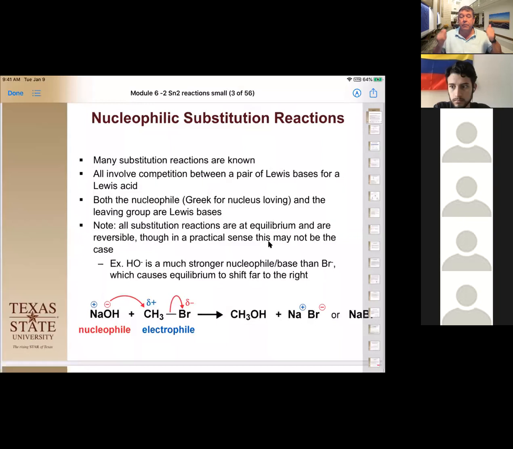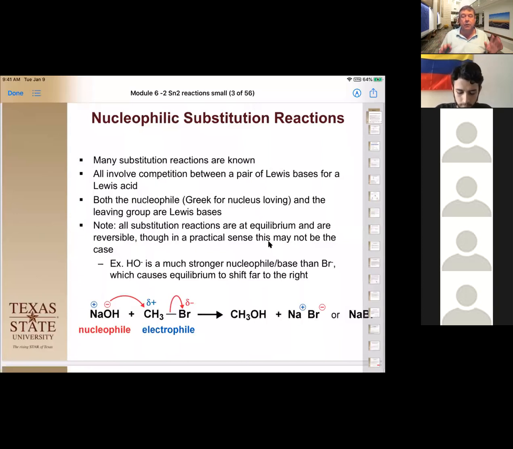Just to remind you, a nucleophile is something that likes positive charge. It's typically something that has a lone pair, and it might have a negative charge. They're always Lewis bases. So the nucleophile, the part coming in with the negative charge or the electrons, is a Lewis base. But not only that, the part that's going to leave becomes a Lewis base too. You might even look at it as Bronsted-Lowry: it becomes the conjugate base because it was a neutral molecule at the beginning of the reaction.